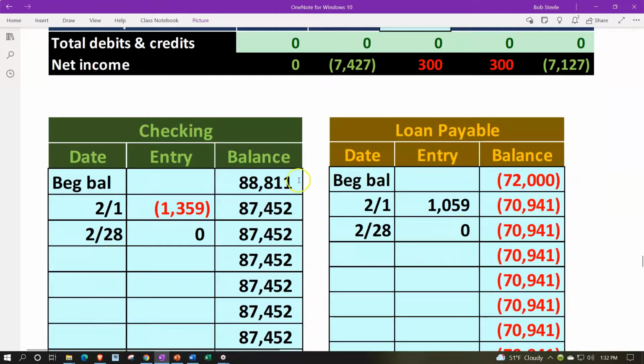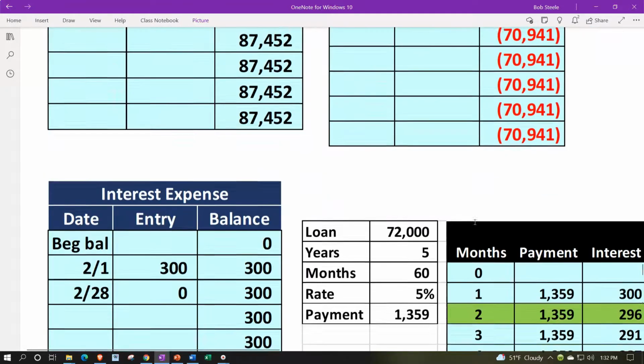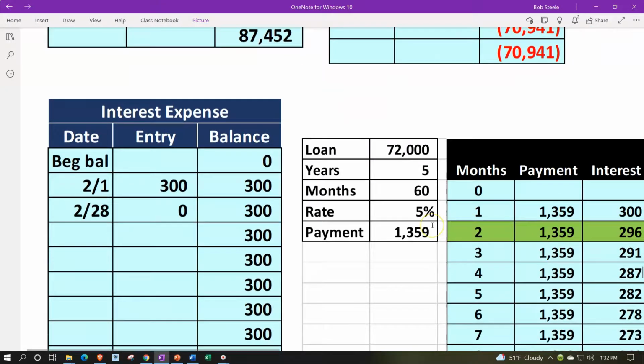So the checking account was at $88,811. It goes down by the $1,359 to $87,452. The loan payable was at the $72,000, goes down by the $1,059 to $70,941, which should match then the amortization table. The interest goes from 0 up to $300.